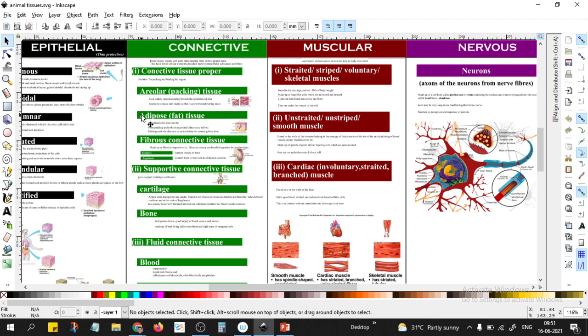The next one is the supportive. Under supportive we have the cartilage and bone, and the third one is the fluid. Fluid is the blood and lymph. These are the two types of fluids are there.